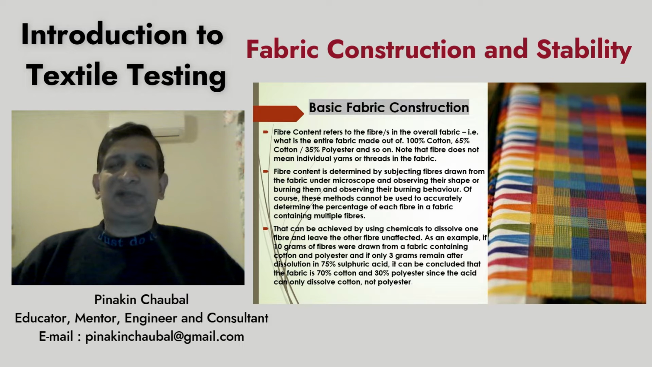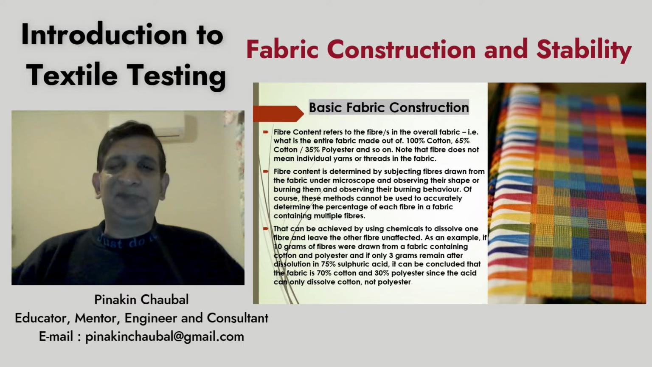Basic fabric construction. Fiber content refers to the fibers in the overall fabric. What is the entire fabric made out of? That's what we are referring to. 100% cotton or 65% cotton, 35% polyester, and so on. That's what we are talking about. Note that fiber does not mean individual yarns or threads in the fabric.